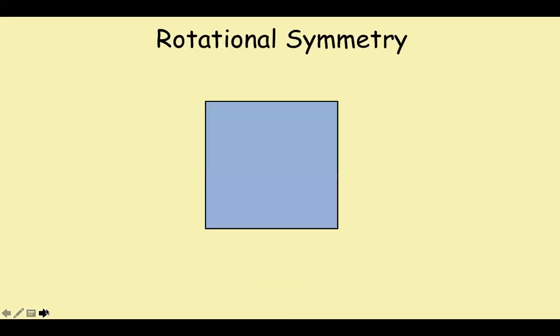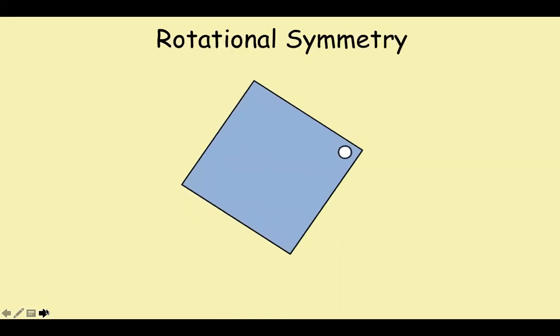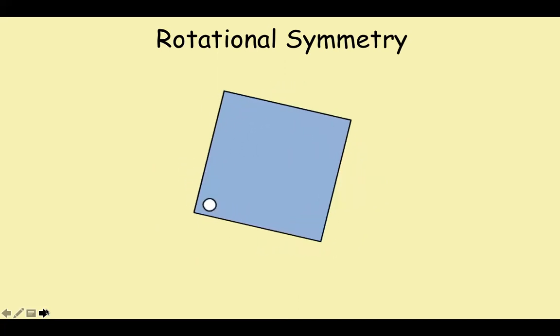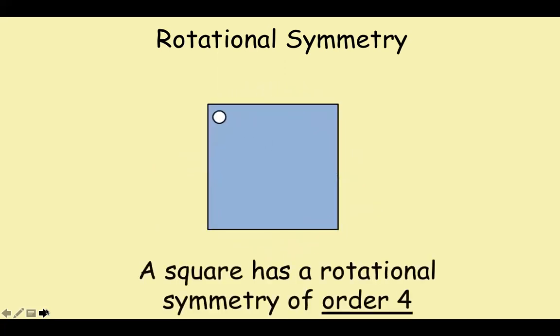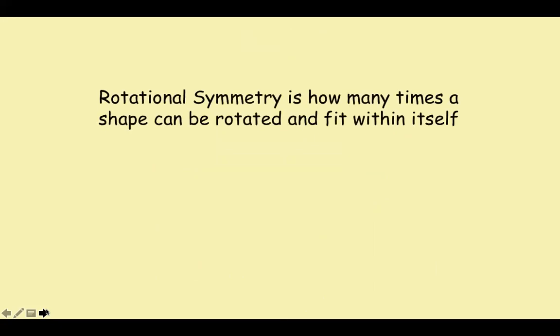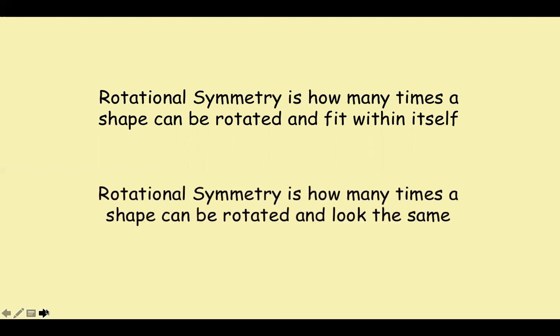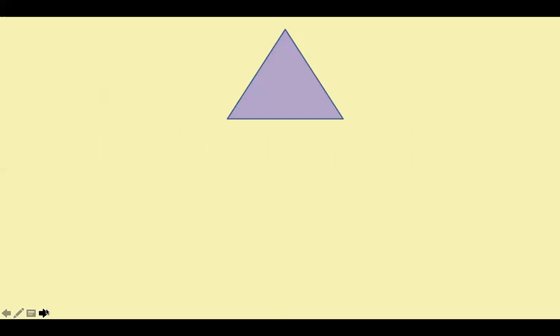Then we look at rotational symmetry. If you see, the square is being rotated. As we say, a square has a rotational symmetry of order 4. Rotational symmetry is basically how many times a shape can be rotated and fit within itself. So how many times a shape can be rotated, and no matter how you rotate it, it will look exactly the same, like the square just now.